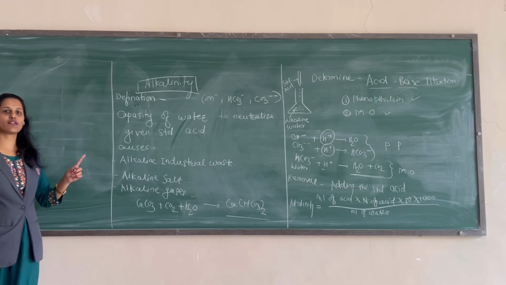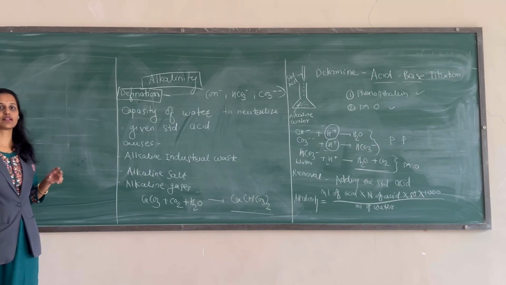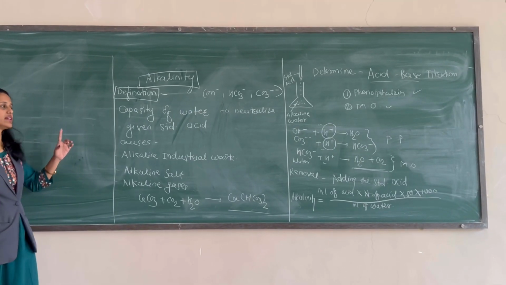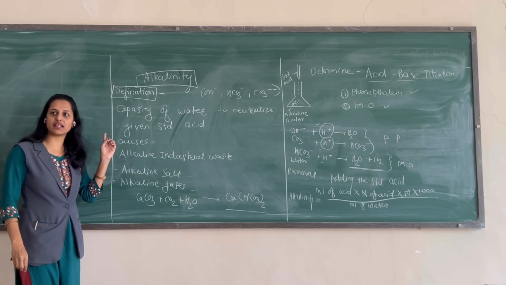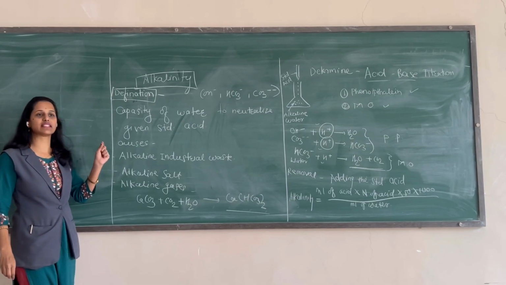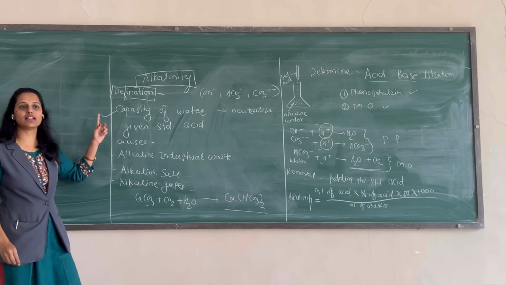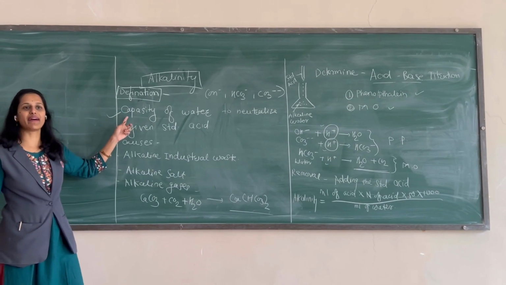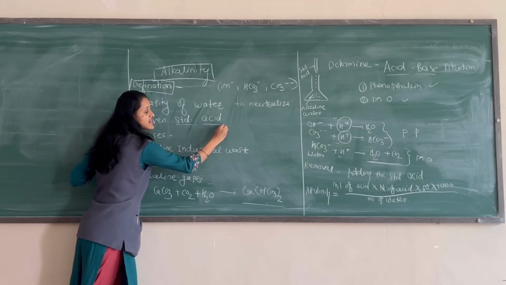Alkalinity. So first of all, what is alkalinity? What is the definition of alkalinity? As we said about acidity, it is nothing but the capacity of water to neutralize the given standard alkali. In that way we can also say about alkalinity, it is nothing but the capacity of water to neutralize the given standard acid.